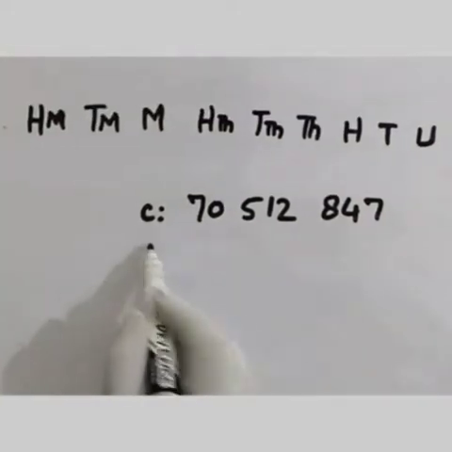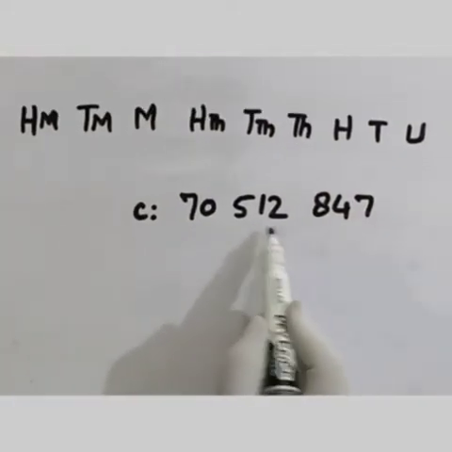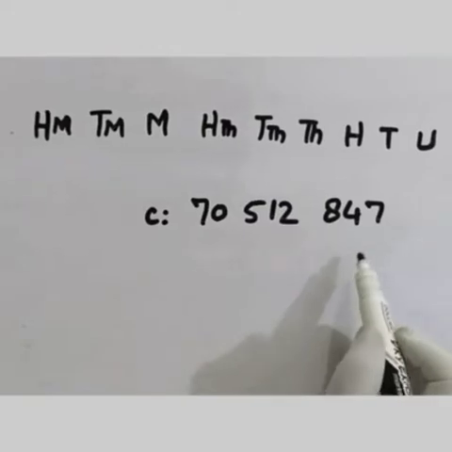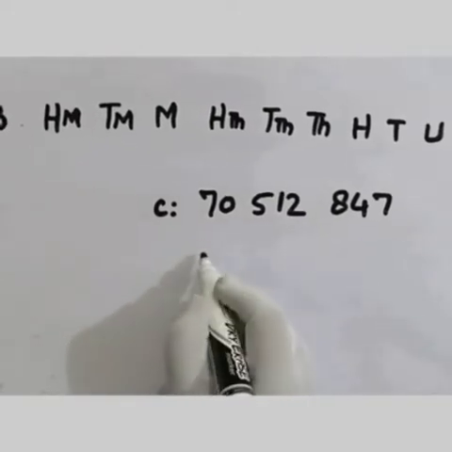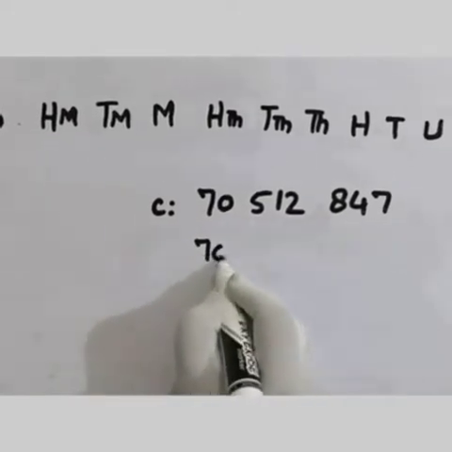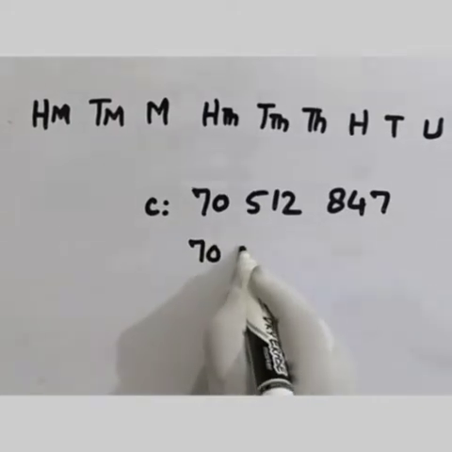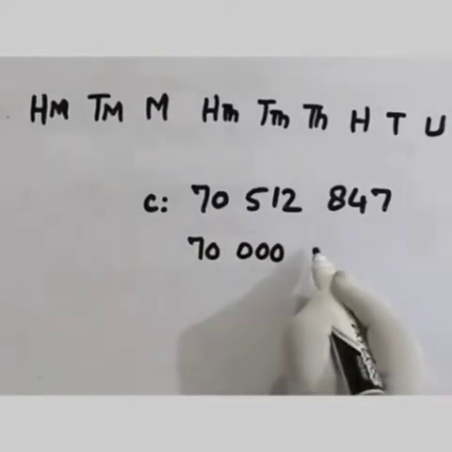In part C, the number is 70512,847. How do we expand it? Like this: 7, 0, 0, 0, 0.